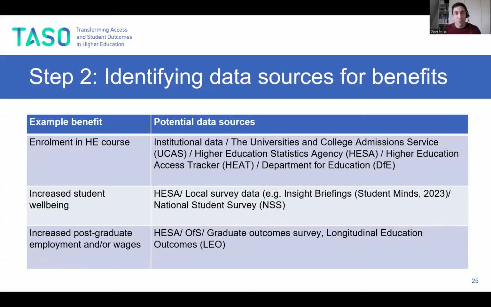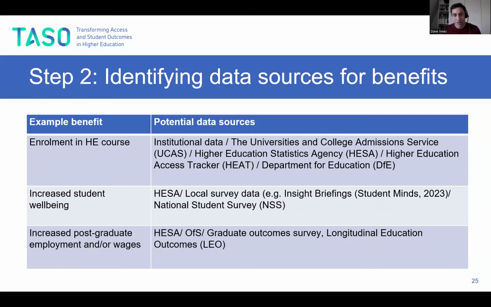Apologies for the delay. So, relatedly, the next step is identifying data sources to measure benefits. To give some examples here, if we're thinking about enrollment in HE, we might be looking at institutional data, Higher Education Statistics data, or data from DfE. If we're looking at things like increased student well-being, we might be looking at HESA again, or conducting local survey data. If we're looking at increased postgraduate employment and wages, we might be thinking about data from HESA or OfS, or something like the Longitudinal Education Outcomes survey, LEO data. And there are lots more examples provided in the guidance here.